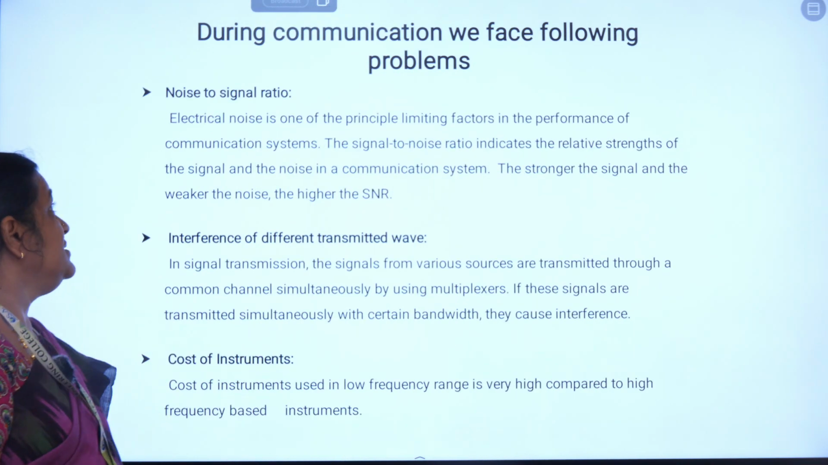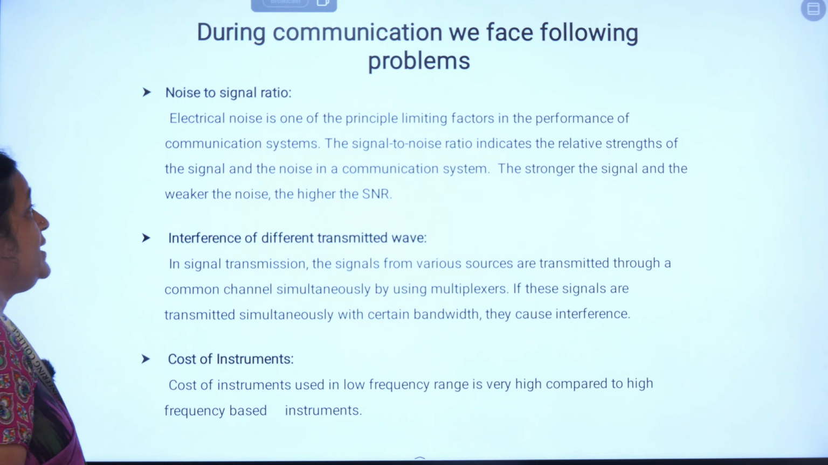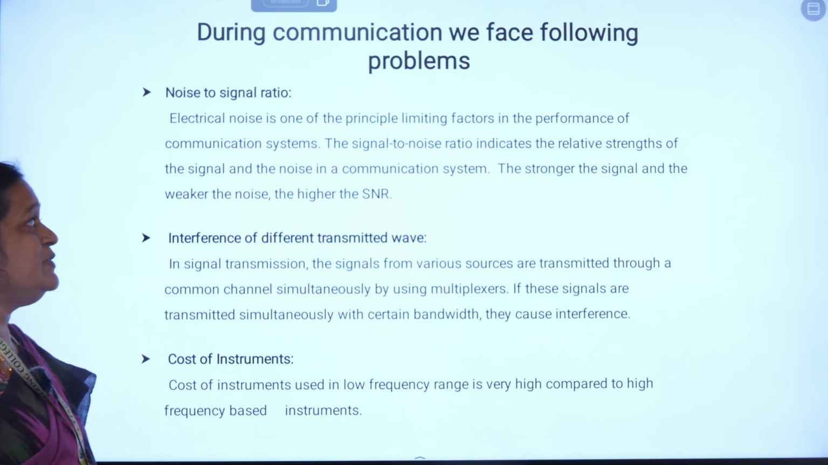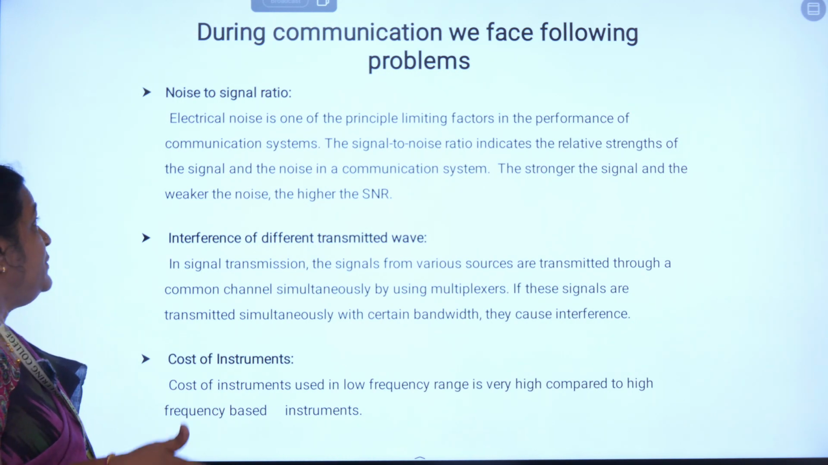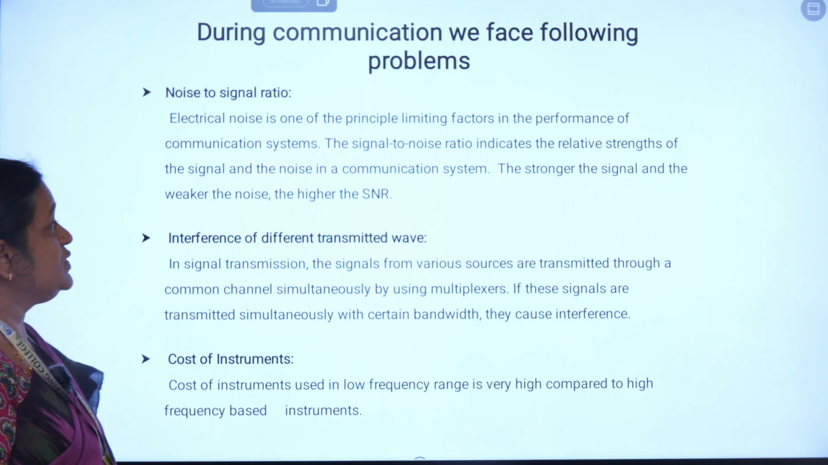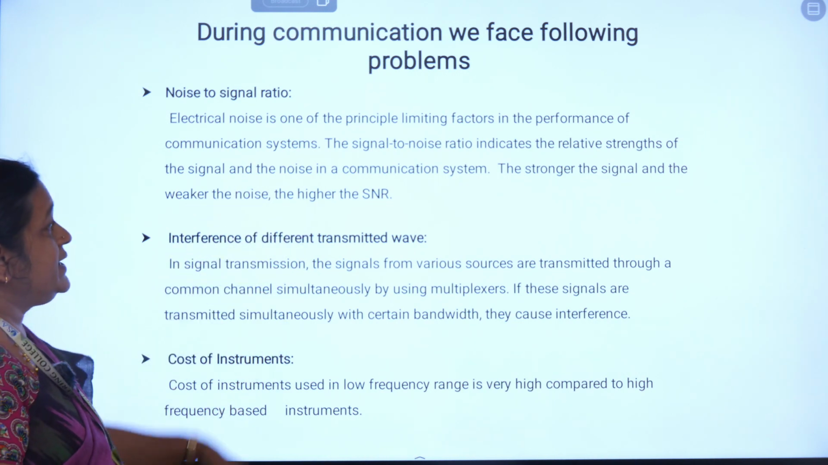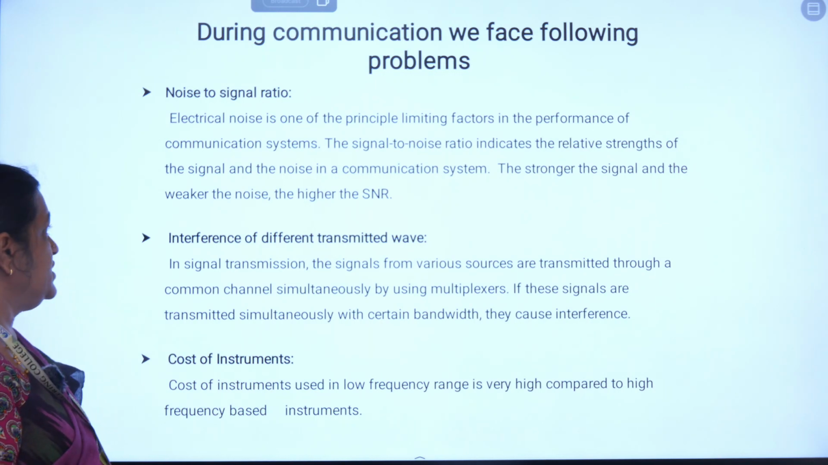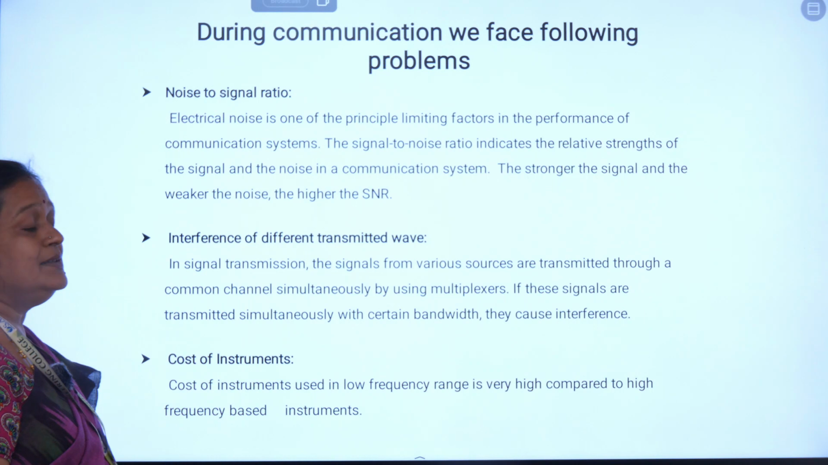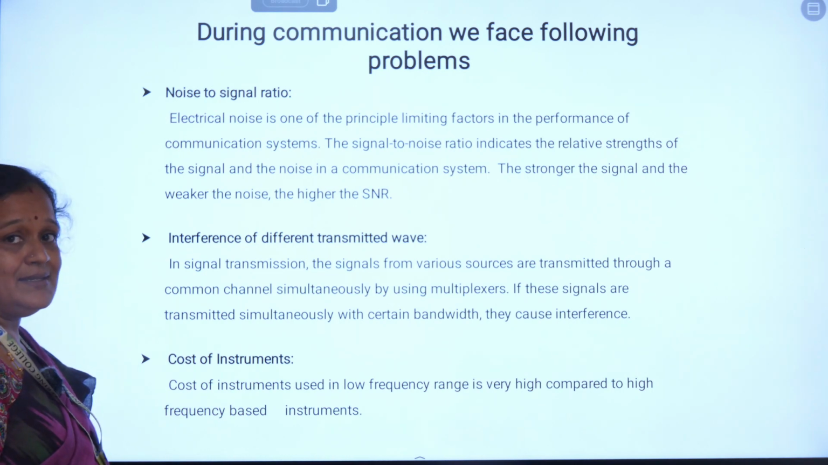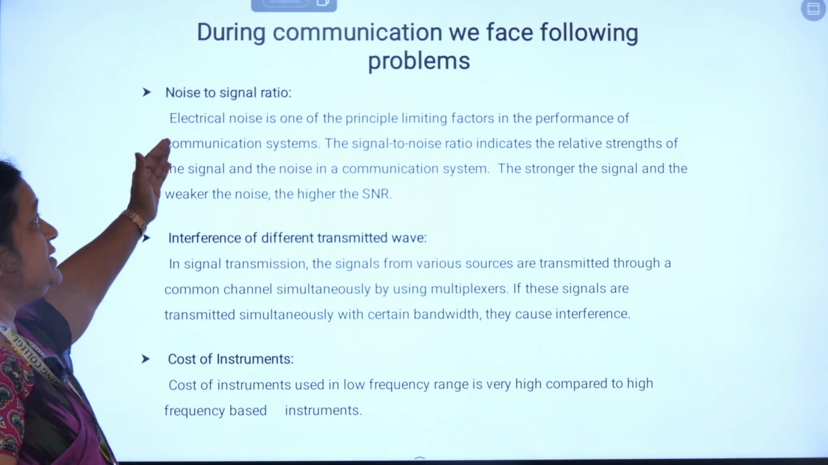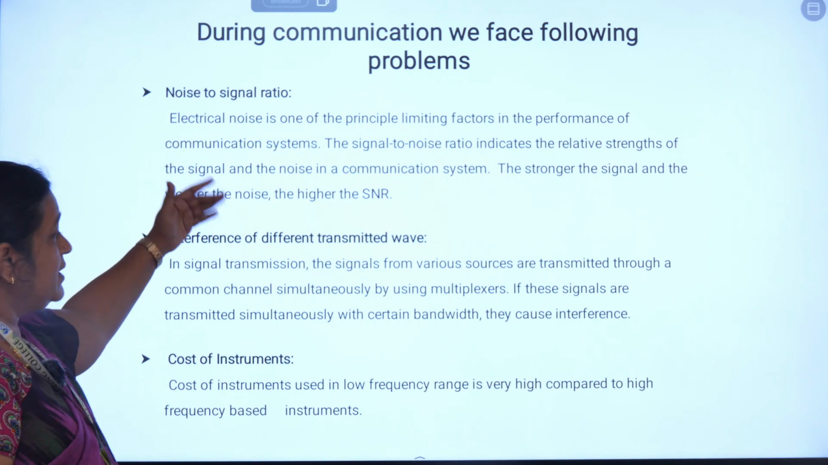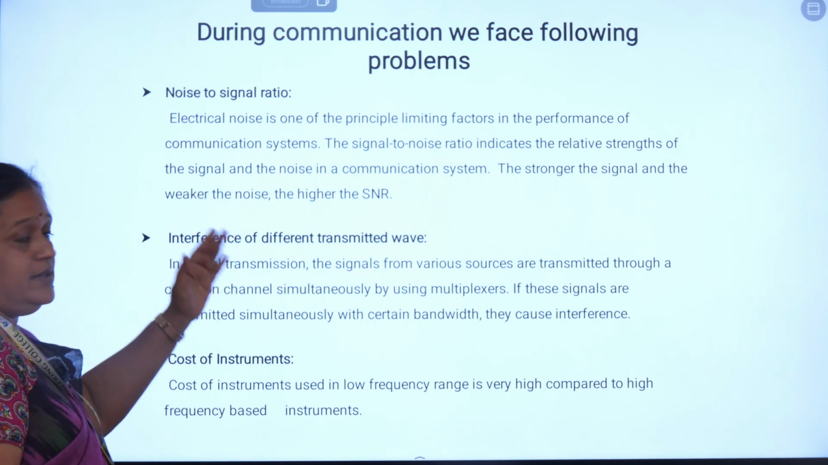The next problem is signal to noise ratio. Electrical noise is one of the principal factors in the performance of a communication system. The signal to noise ratio indicates the relative strength of the signal and the noise in the communication. A stronger signal and weaker noise give a higher signal to noise ratio. So signal to noise ratio is a main problem in communicating through the channel.